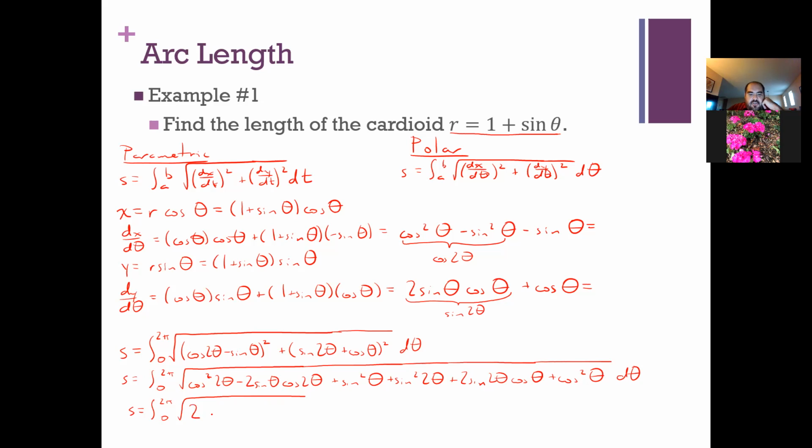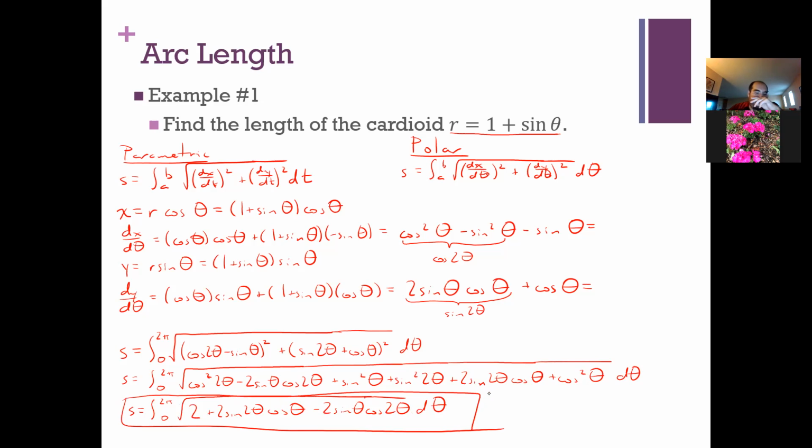So I should have 2 plus 2 sine 2 theta cosine theta minus 2 sine theta cosine 2 theta. And for our purposes, I'm happy to leave it there. It's a pretty complicated integral to do by hand, and I'm really a lot more interested in getting to the setup. Any questions about how we did that before we do our last thing?